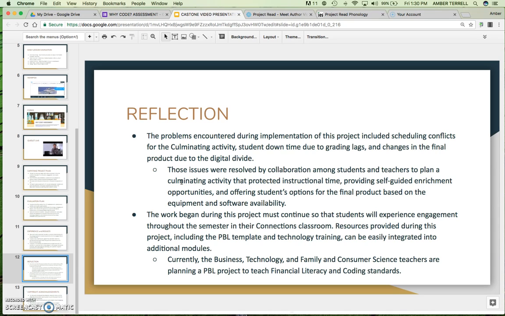The work that we began during this project must continue so that students will always experience engagement in their Connections classrooms. The resources that we created and provided during this project can be easily integrated and adapted into future modules. Currently, the business, technology, and family consumer science education teachers are planning a PBL project to teach financial literacy and coding standards.